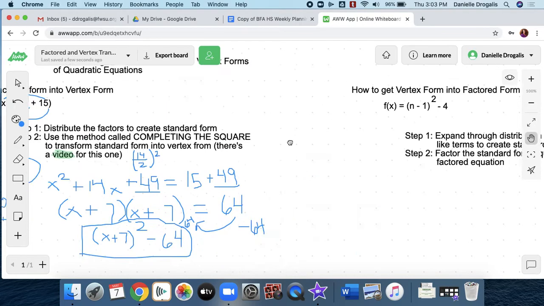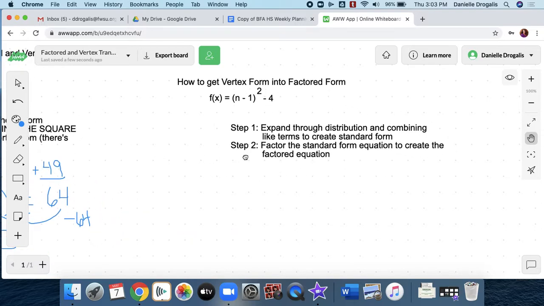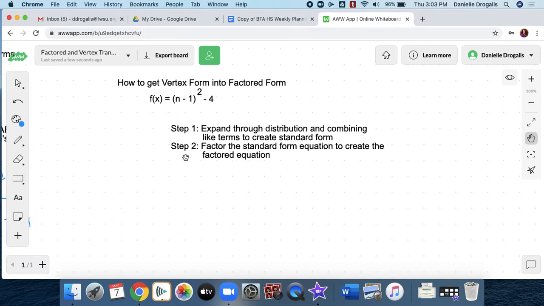All right. So I'm just going to slide the screen over because now we're going to go in the other direction. This one's a little less cumbersome. So this is where I'll go into a new color. This is where we have our vertex form to start, and we are going to place this now into factored form. So the first step, though, is to get it into standard form.